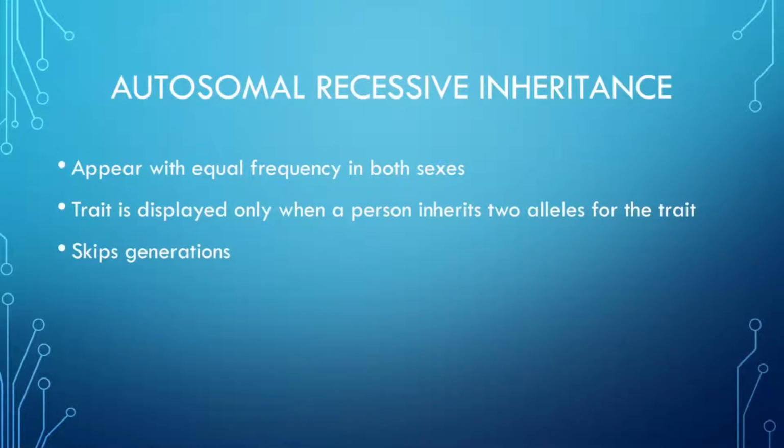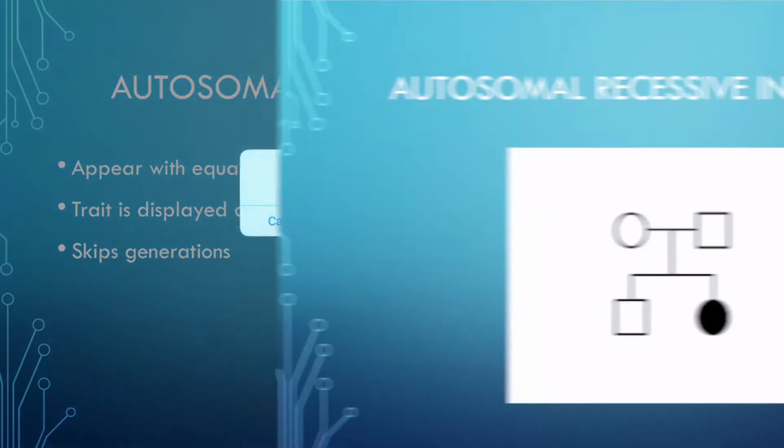If an affected individual mates with an unaffected and homozygous dominant person, all of their children will be heterozygous and therefore carriers, but none will display the trait. This is why a recessive trait is more likely to appear in a pedigree when two people within the same family mate, because there is a greater chance of both parents carrying the same recessive allele.